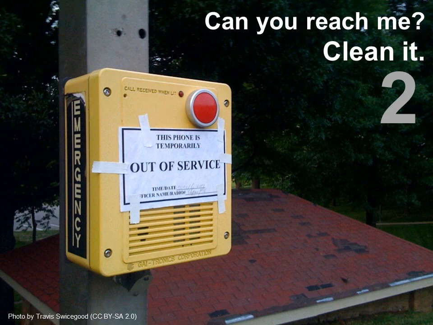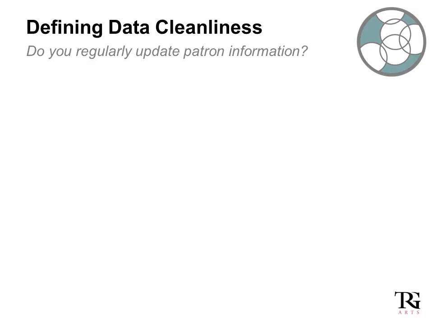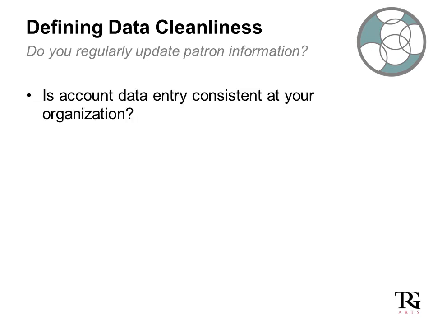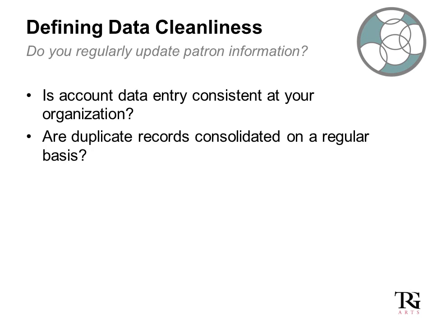Next, data cleanliness, which means regularly reviewing and updating contact information associated with patron accounts. This is a big topic, but the biggest problems we see are these. First, consistency. Does your organization have a standard way to enter data into your CRM system? Do you have a style guide to be sure that things like abbreviations are consistent no matter who is entering the data? Second, consolidation. Duplicate records can contain different information on the same patron. This can lead to inaccurate segmentation in list pulls, or sending a message to outdated contact information.